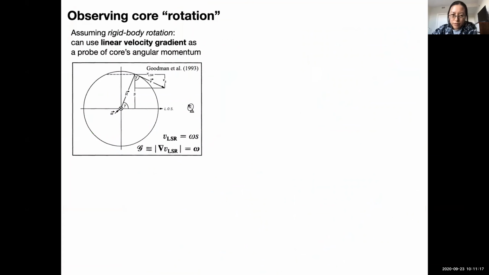Well, it's not new to observe velocity inside the core, especially core rotation. Here I put quotation marks around rotation, which I will explain later. It was proposed very early by Alyssa Goodman that if the core is rotating like a rigid body, we should be able to observe a linear velocity gradient across the core, which can be used to derive the specific angular momentum of the core, defined as the angular momentum of the core divided by its mass.